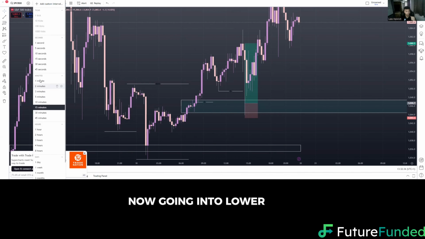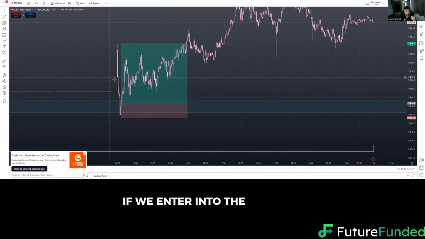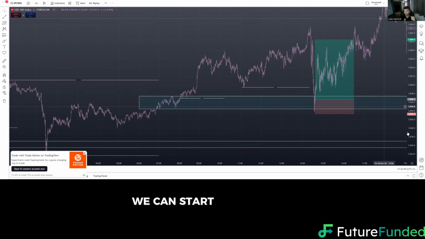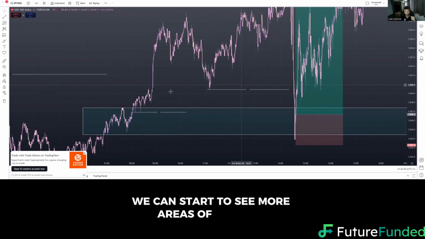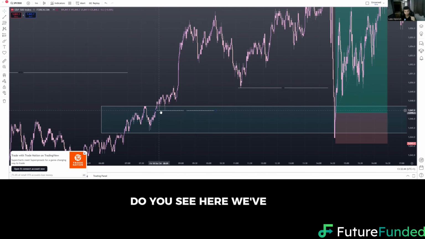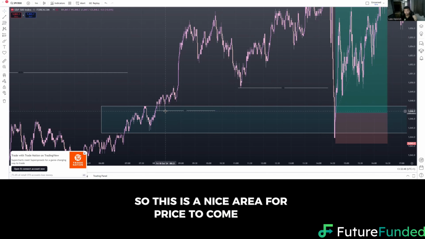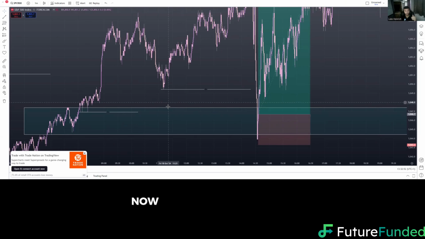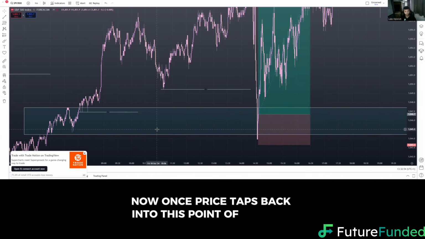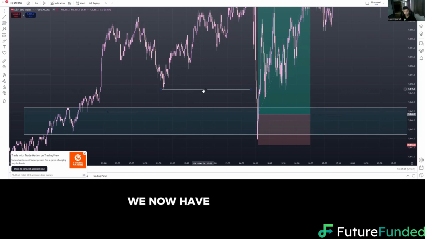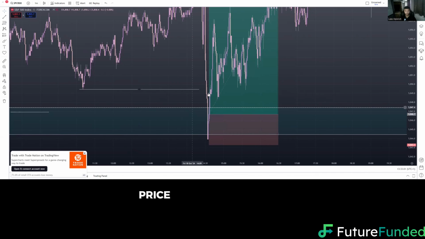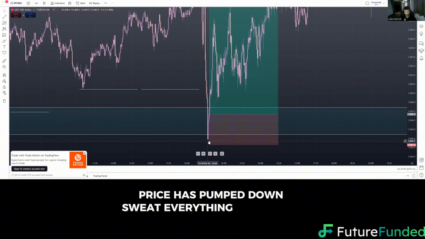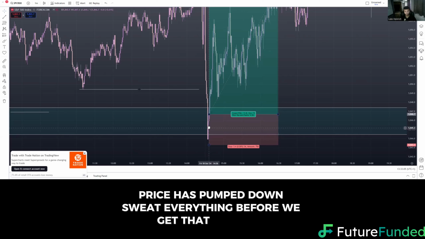Now going into lower time frames, if we enter into the 1 minute time frame, we can start to see more areas of liquidity. Do you see here, we've got triple lows essentially. So this is a nice area for price to come back, sweep before we get our entry. Okay, now once price taps back into this point of interest, we now have two liquidity sweeps. Price has pumped down, swept everything before we get that reaction.